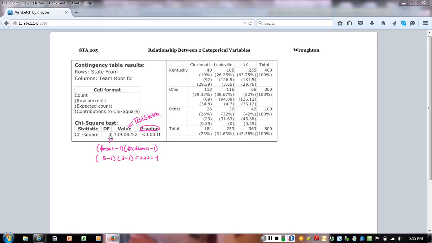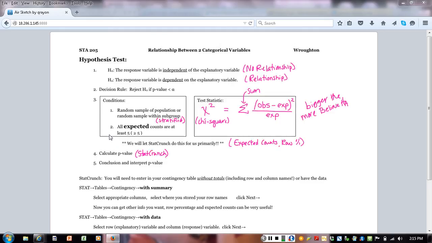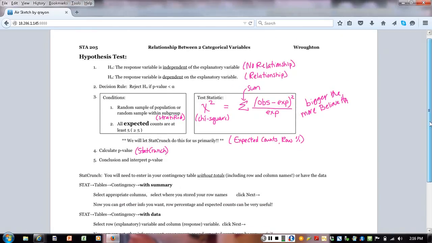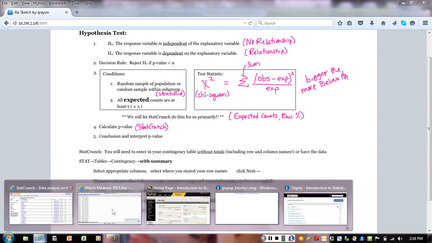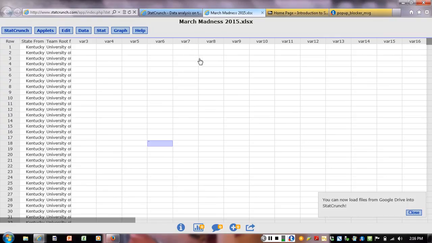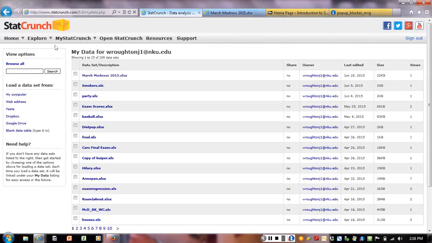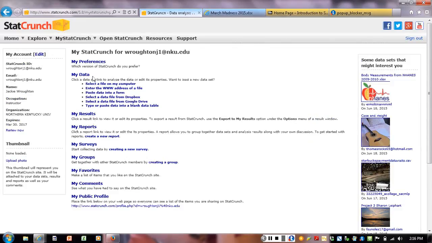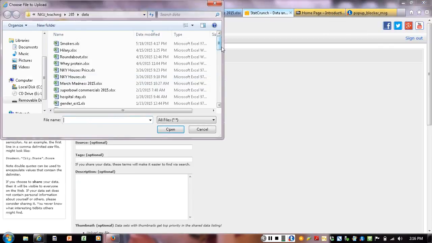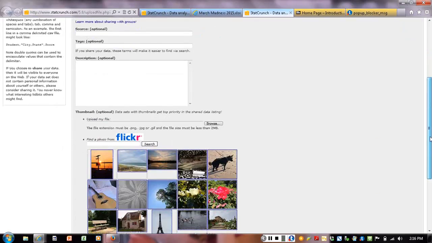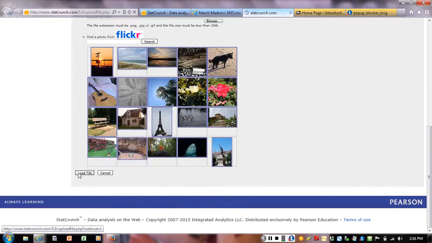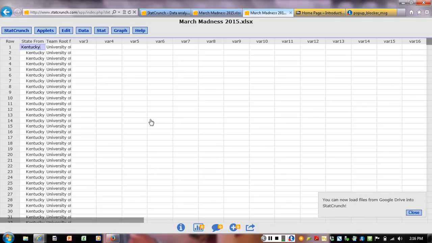Now let me show you how I got this from Statcrunch. For this example, I'm going to show you from the data perspective. The first thing I have to do is load my data into Statcrunch, which I've already done. Let me show you, in case you need to do this yourself. I've generally saved my file somewhere, so I'm going to select a file on my computer and browse to find wherever I saved it. So I found my March Madness data set, hit load file, and then Statcrunch will open with that data set already in here for me.